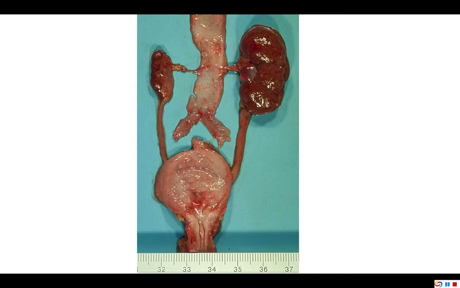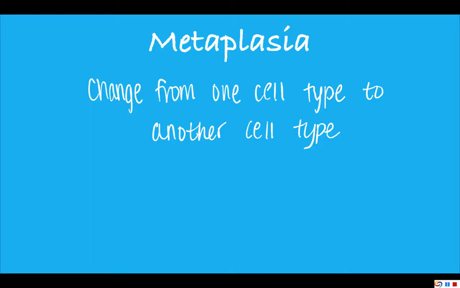So definitely understand the difference between atrophy and hypoplasia. Okay, so to recap, we did hypertrophy, we did hyperplasia, and then we did atrophy. Now the last main cellular adaptation is metaplasia. Metaplasia, we said meta is a change and plasia is growth. So this is change from one cell type to another cell type.